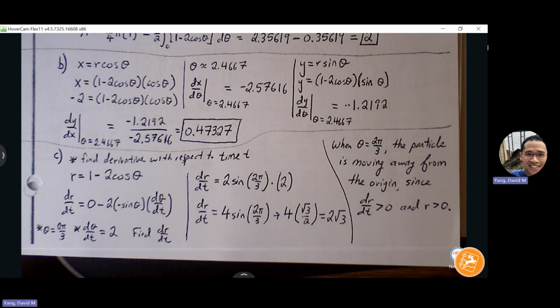Part C, you're finding the derivative with respect to time. See d over dt showing up. So I'm just going to find the derivative with respect to time. So r becomes dr dt, cosine theta becomes negative sine theta, d theta dt. And if our dr dt is positive, that means the radius is increasing. If the radius is increasing from the origin, that means the particle is moving away from the origin. Here we see dr dt is positive √3, so when theta equals 2π/3, the radius is increasing, meaning the particle is moving further away from the origin.